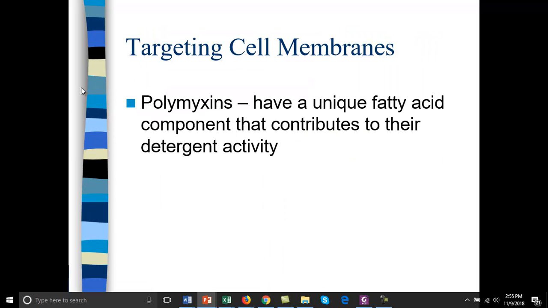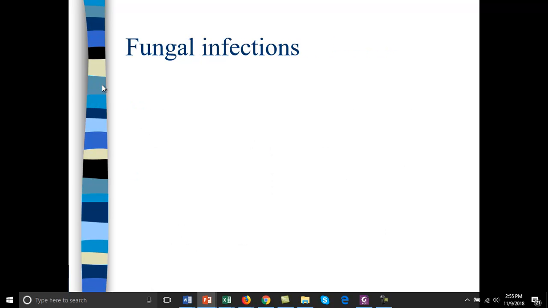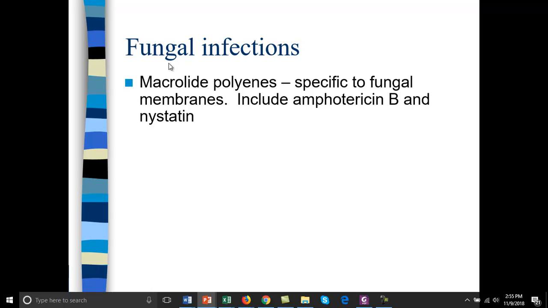Targeting cell membranes, the primary antibiotic here is polymyxin. Basically their fatty acid component looks a lot like the cell membrane, so it washes away the cell membrane. Daptomycin is made from Streptomyces mold. It's active against gram-positive bacteria, and it also disrupts membrane functions. For fungal infections, there are a group of antibiotics that also disrupt the cell membrane. These would be macrolide polyenes, and they're specific to fungal membranes. This would include amphotericin B and nystatin.